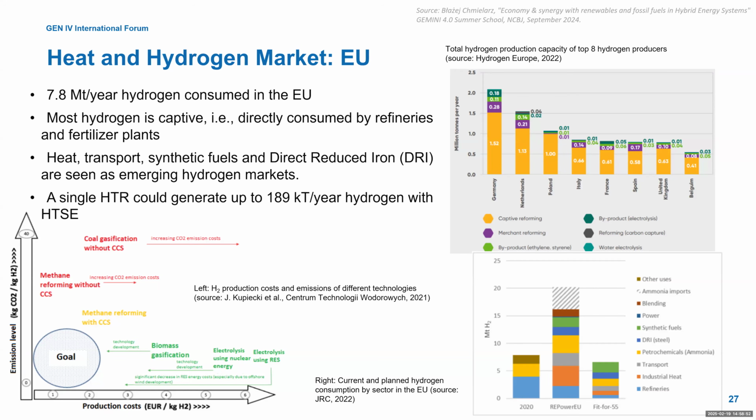iron processes. So the numbers currently shown point to a generation of about 190 kilotons a year of hydrogen with a single HTR unit. So it's really promising in terms of what our reactor type can produce once it's hooked up to these industrial processes.